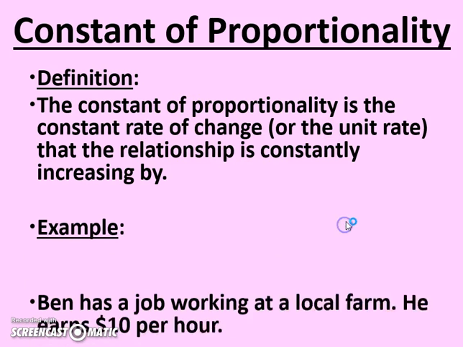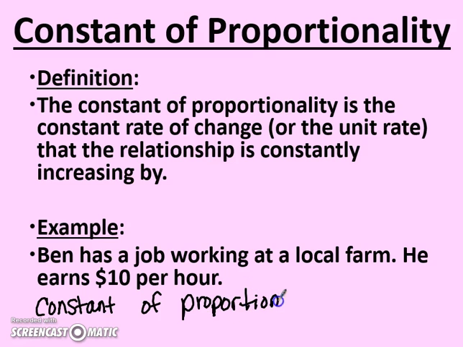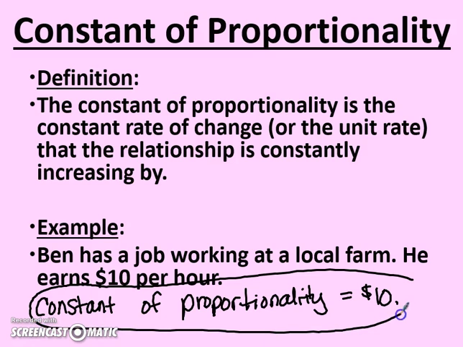So let's look at an example. Ben has a job working at a local farm. He earns $10 per hour. So what's the constant of proportionality? What is it constantly going up as? Well, the constant of proportionality is $10. This relationship constantly goes up by 10 each one of the hours that he works.